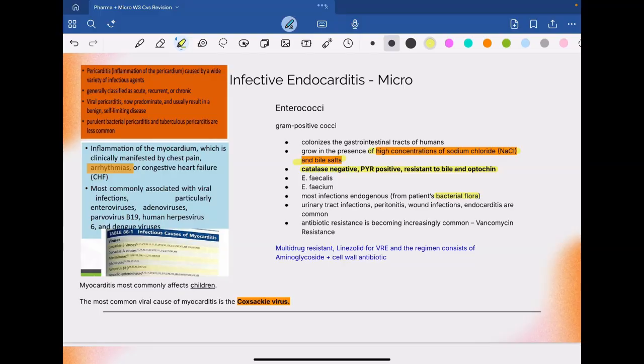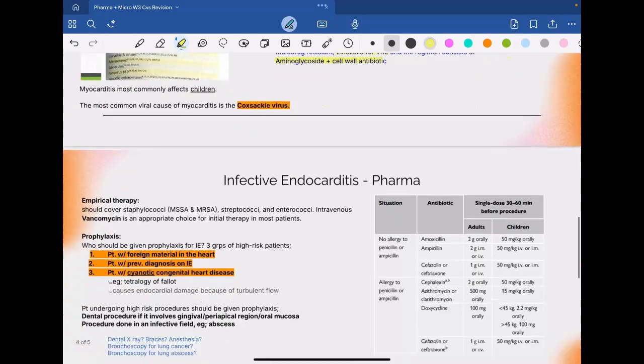For enterococci, they're showing resistance, and it's becoming very common. So they're also showing vancomycin resistance. So the drug of choice in this case is linezolid for vancomycin-resistant enterococci. And the regimen also consists of an aminoglycoside and a cell wall antibiotic for better bactericidal effects.